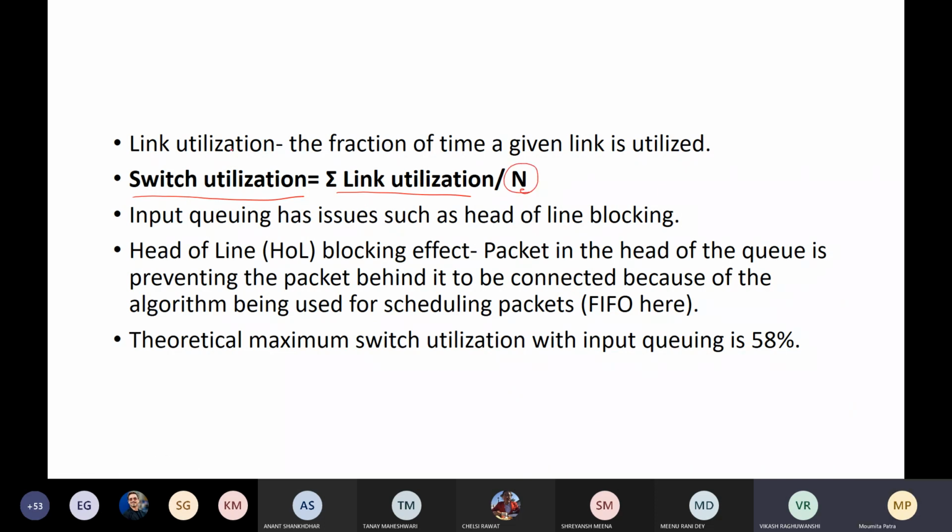So link utilization, how do we define it? It is defined as the fraction of time a given link is utilized. So you can have ports 1 to n. What is the fraction of time that each one of these is actually getting utilized, and that summation divided by the total number of ports gives you the switch utilization, which you will use to find out whether, if I have these particular properties, it is making a more efficient system.